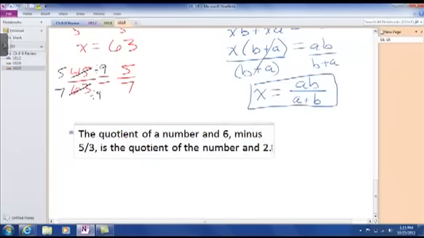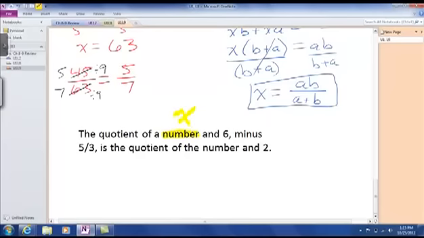Okay, so here's our problem. The quotient of a number and 6 minus 5/3 is the quotient of a number and 2. Well, let's try to set this up. Let's just set it up as we read. Okay, the quotient. What does quotient mean? It means division. The quotient of a number and 6. Well, I'm going to use x for my number. Right, so let's see. A number.